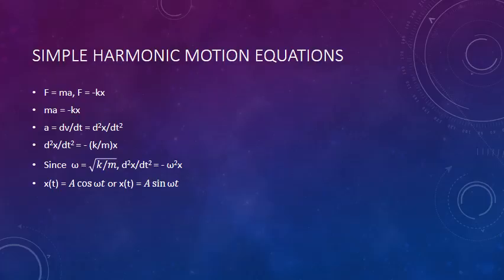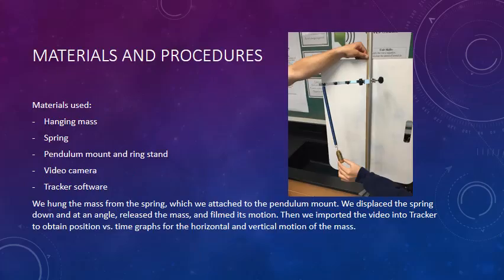simple harmonic motion. The solution to this differential equation is a sinusoidal function, either x of t equals a cosine omega t or x of t equals a sine omega t, where a is the amplitude and omega is the angular frequency. To carry out our experiment, we used a hanging mass of 250 grams, a spring, a pendulum mount and ring stand, a video camera, and the Tracker software.